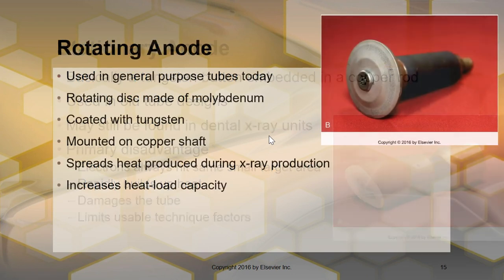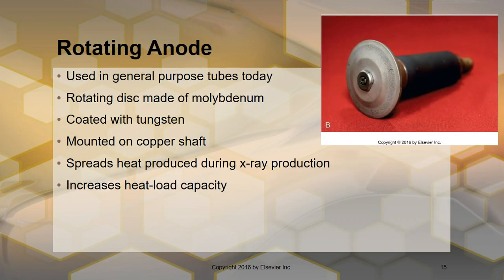So the one that we use more often is the rotating anode. That's what we use in today's tubes. And it has a rotating disc. So here's the disc right here that constantly rolls around, and it's made of molybdenum, and it's coated with tungsten. And remember, it can have some rhenium in there too. Now it's still on a copper shaft, and it spreads the heat produced. So as the electrons hit it, it doesn't just hit one target, it spreads it around here. So rotating means it's not hitting the same spot every single time.